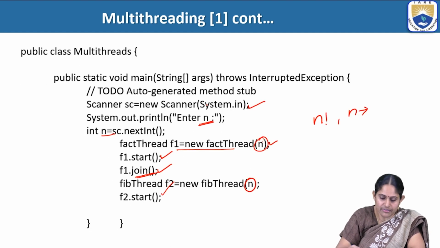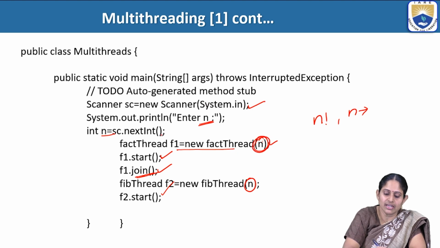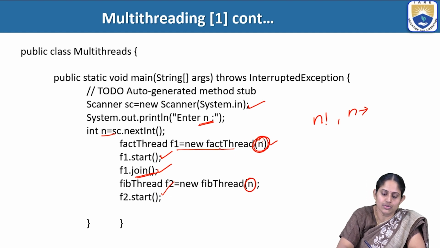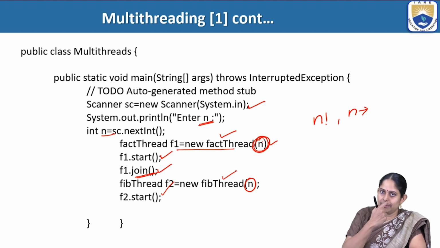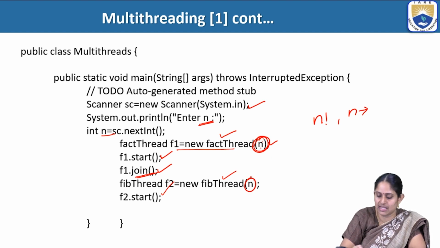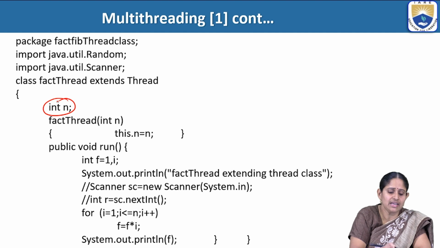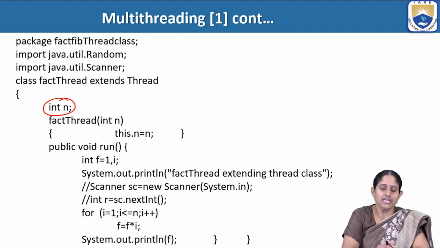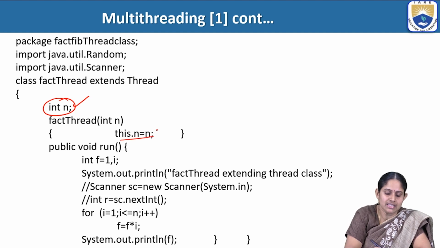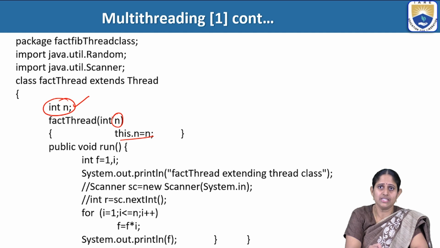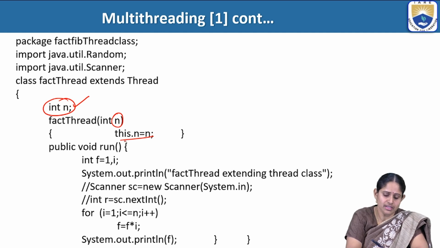Now let's see what happens inside the factorial and Fibonacci thread. We are reading the n value here, and that n value is being passed to the factorial and Fibonacci thread. The factorial is implemented by the fact thread and the Fibonacci numbers are displayed by the fib thread. I am passing the n value as a parameter to the constructor. Inside our fact thread, we are making use of an instance variable n, and that instance variable n is initialized to the value which is passed from the main method. Then we are implementing our factorial logic here.